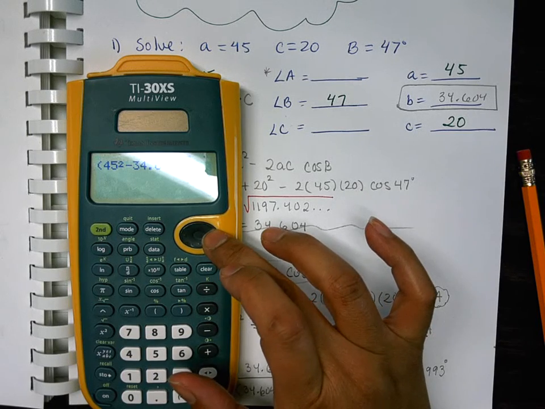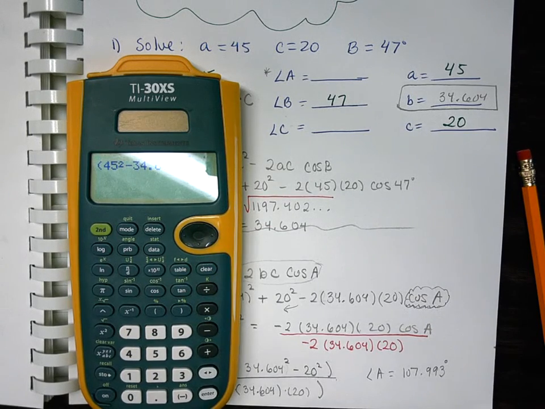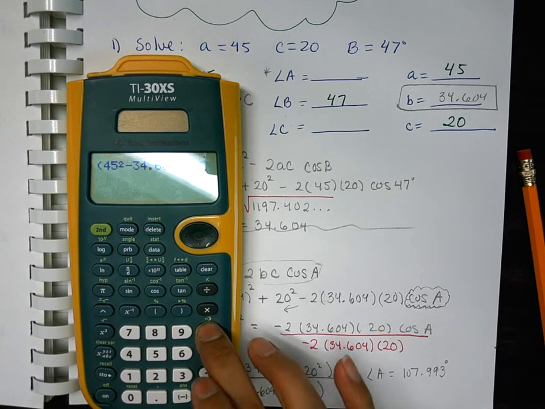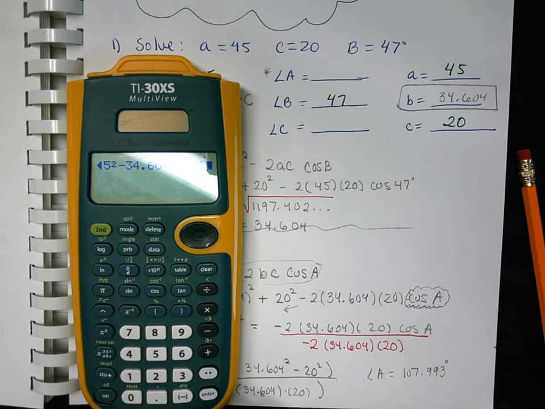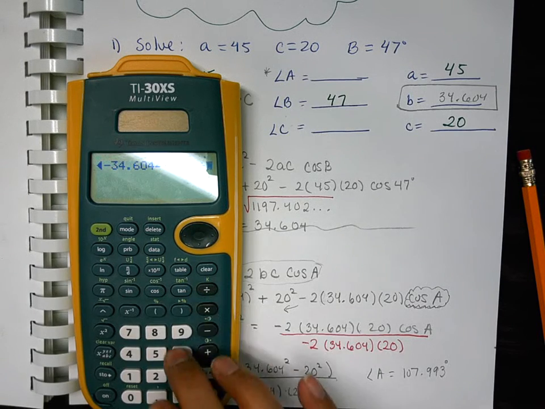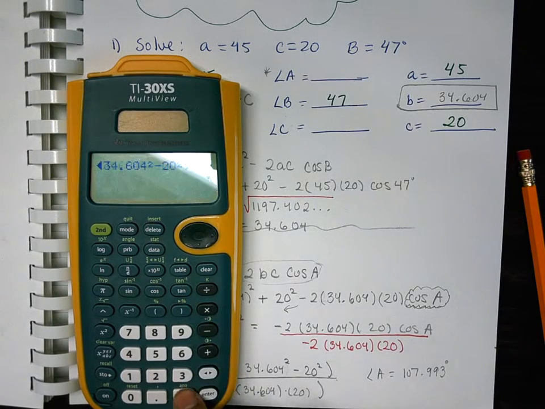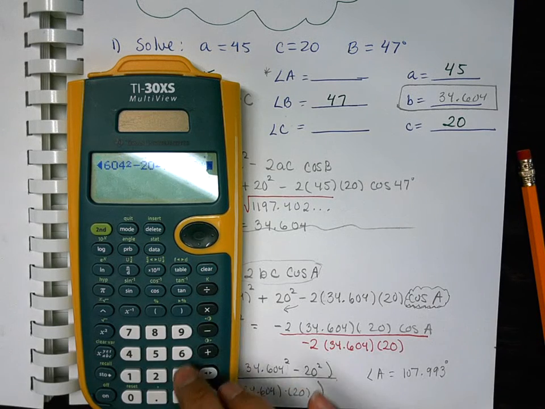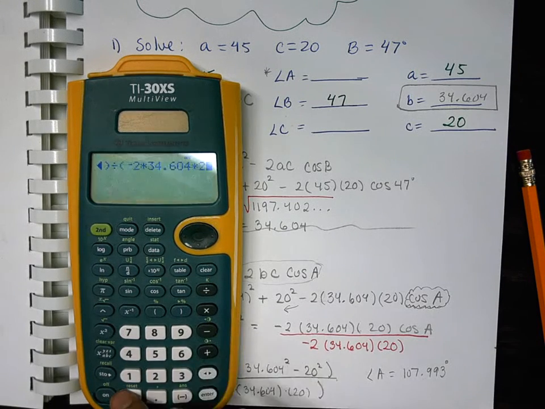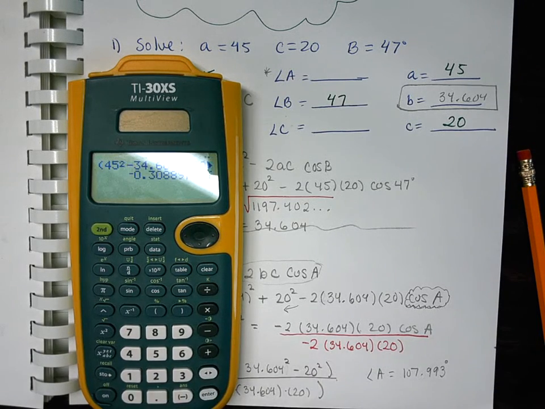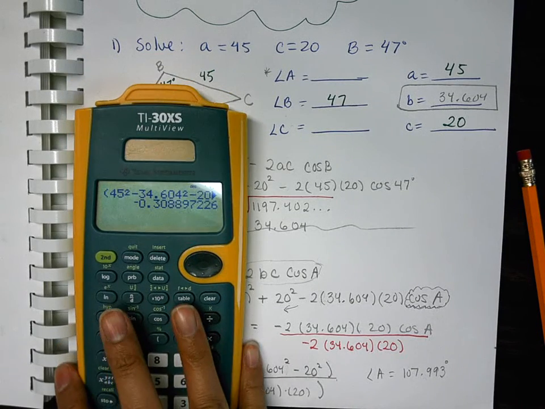Okay, 45 squared, parentheses, 45 squared minus 34.604 squared minus 20 squared, close parentheses, divide parentheses, -2, negatives at the bottom, times 34.604 times 20, close parentheses. And I get -.308897226. You don't have to write all that down, but that's what I get. Yes or no? Did you guys get that?